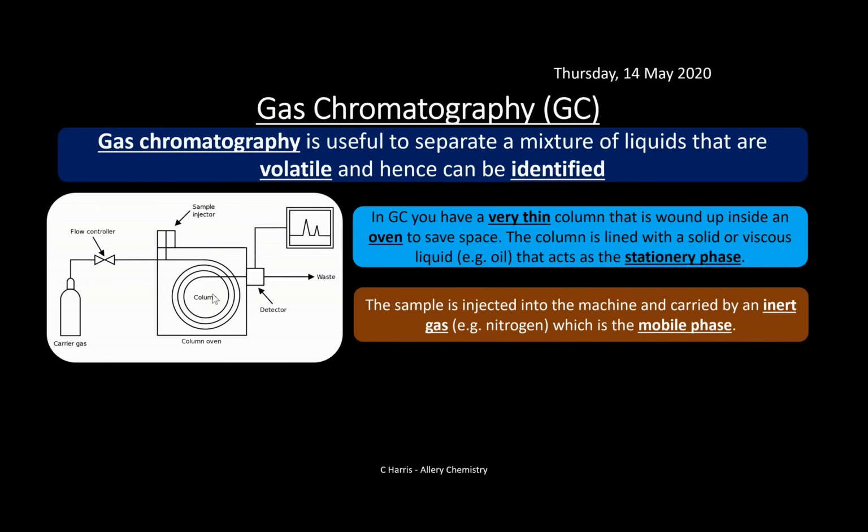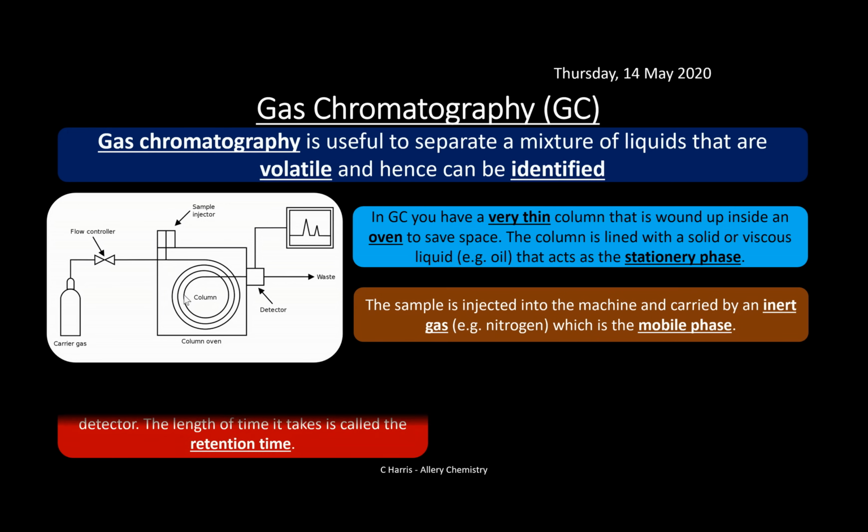Okay, so the sample is injected into the machine. So there's the injection here. Whatever we want to sample or separate out, we inject it in here, and we use an inert gas to carry it. So we've got a carrier gas here, which carries our sample through our column all the way through here. This is the mobile phase and is normally something like nitrogen, something inert that isn't going to interfere with our mixture or sample that's under test.